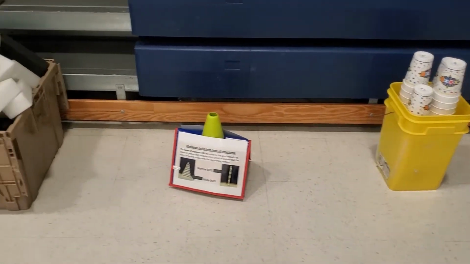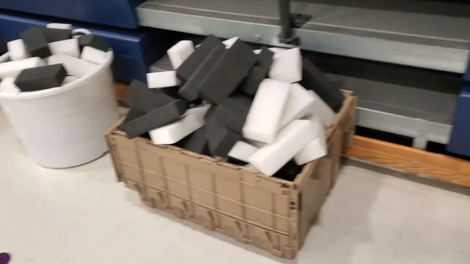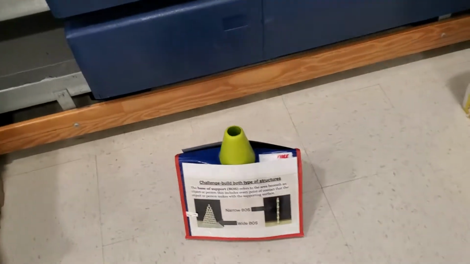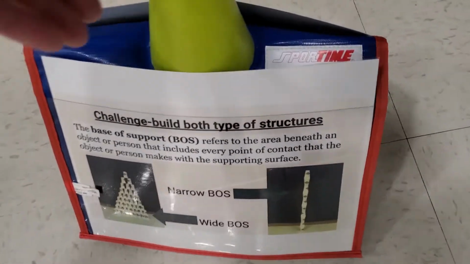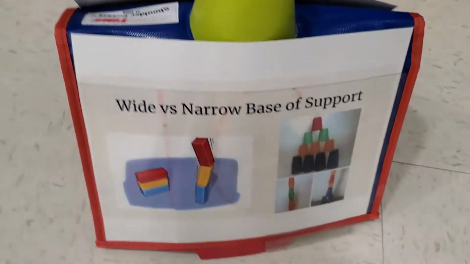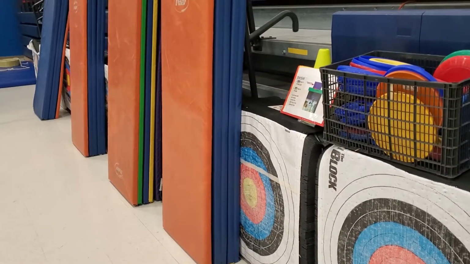Over here is a station that addresses wide and narrow base of support. There's some foam blocks and cups. It gives you examples of structures with wide and narrow bases of support. This one is not set up.